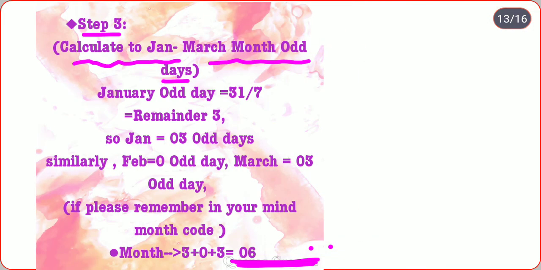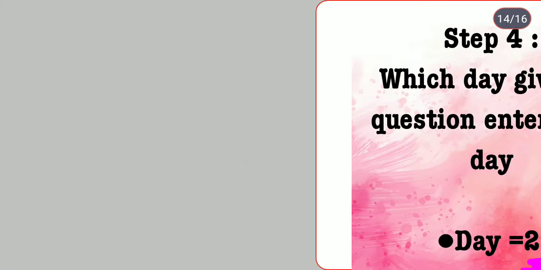Step 3, calculate the month code for January to March. The months before the given month are taken, that is January to March, and the odd days are calculated. January odd days is equal to 3, February odd days is equal to 0, and March odd days is equal to 3. Okay, are you understanding? So the month code is equal to 6. Shall we go to the next page?